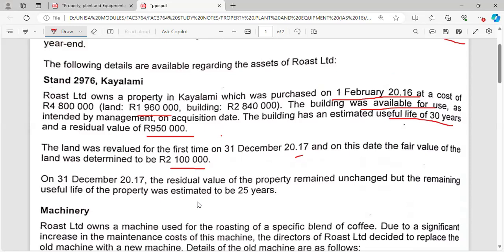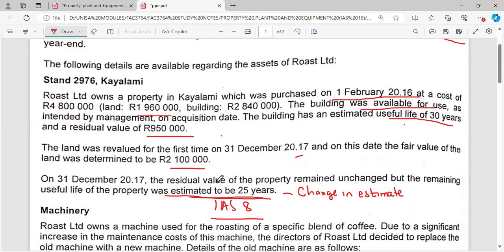This one is a change in estimate. I think we still haven't done this topic, change in estimate, International Accounting Standard 8. So this is a change in estimate, and we need to take account of it. That is IAS 8.